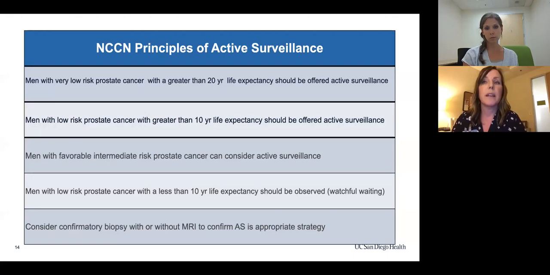The NCCN has provided guidance in the form of some principles of active surveillance. Men with very low risk prostate cancer with a greater than 20-year life expectancy should be offered active surveillance. Men with low risk prostate cancer with greater than 10-year life expectancy should be offered active surveillance. Men with favorable intermediate risk prostate cancer can consider active surveillance. Men with low risk prostate cancer with a less than 10-year life expectancy should be observed, watchful waiting, and consider confirmatory biopsy with or without MRI to confirm active surveillance is the appropriate strategy.